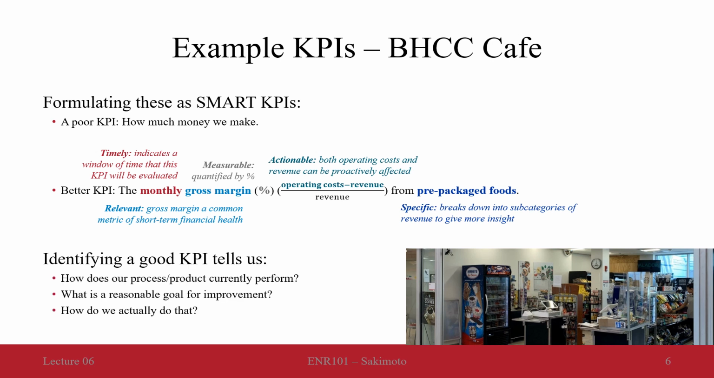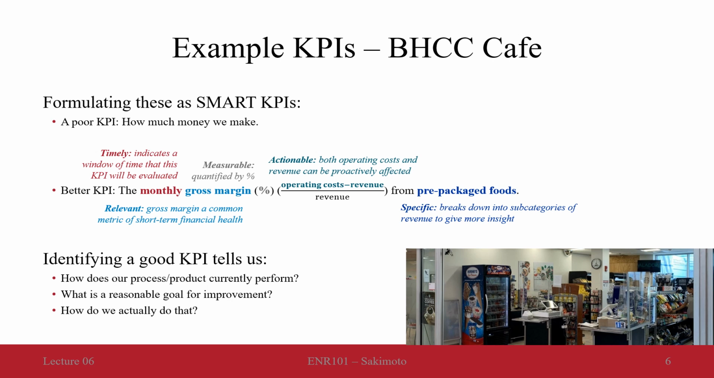Why do we need this SMART KPI? Why do we need this better version of a KPI? Well, ultimately, this KPI, trying to measure how much money the cafe makes from prepackaged food per month, tells us, one, how does our product or process, in this case our cafe, currently perform. It sets an idea for what's a reasonable goal for improvement. Trying to say that we will increase this gross margin by 10% is a much more reasonable goal than saying that we will triple the gross margin in a month. It also tells us exactly how we might do that.